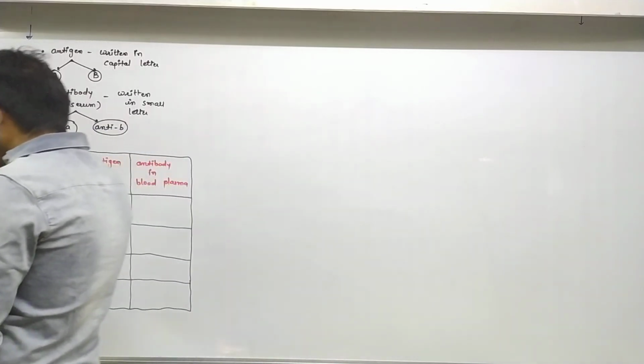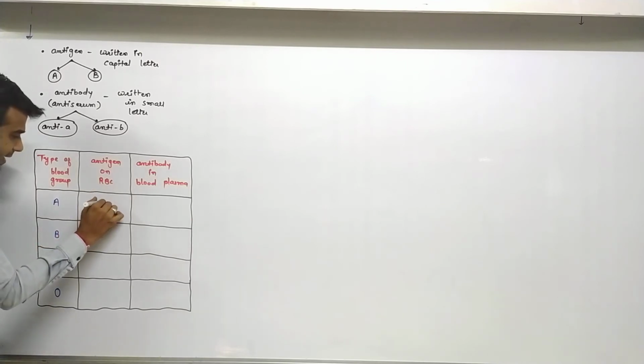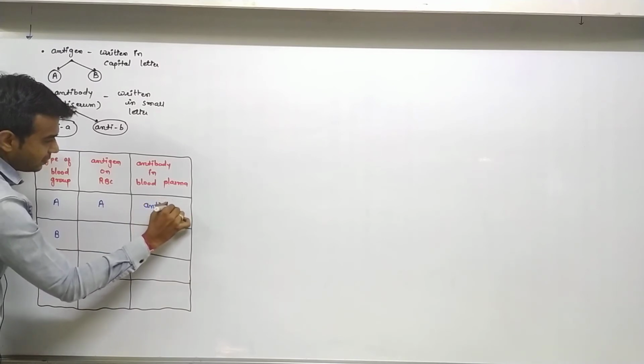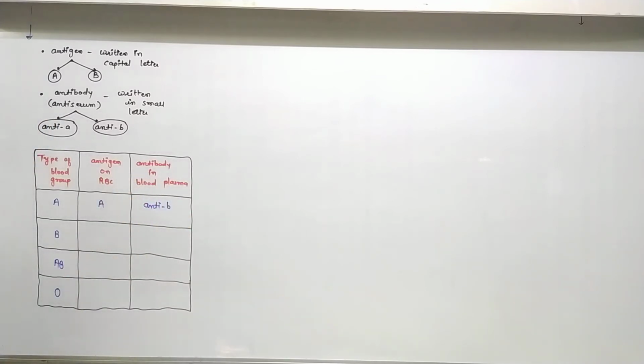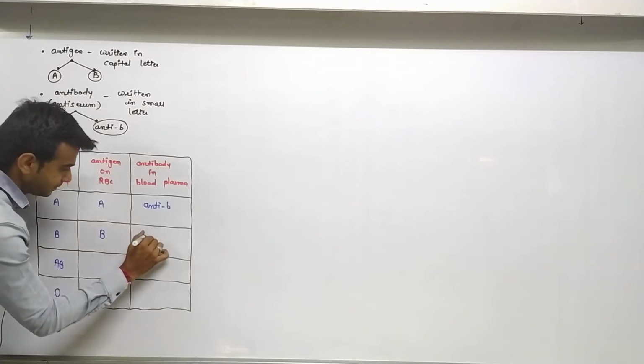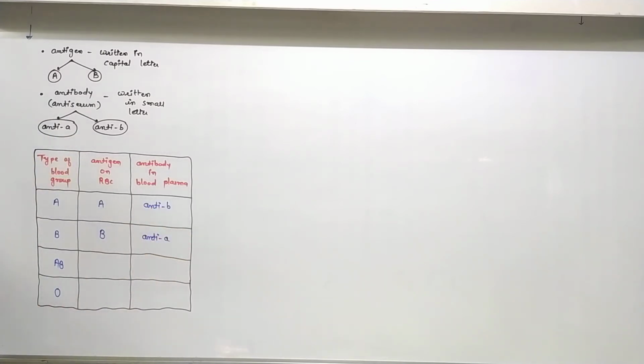So blood group A person consists antigen A on RBC and antibody B in blood plasma. Okay? Blood group A person consists antigen A on RBC and antibody B in blood plasma. Blood group B person possesses antigen B on RBC, antibody A in blood plasma.